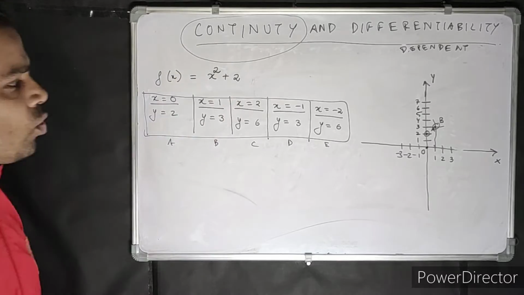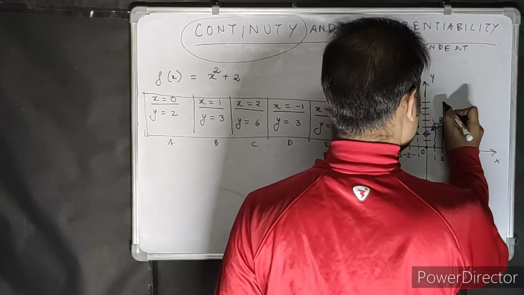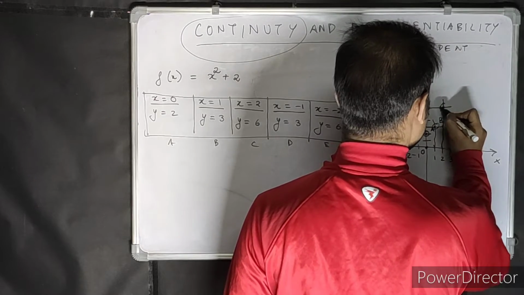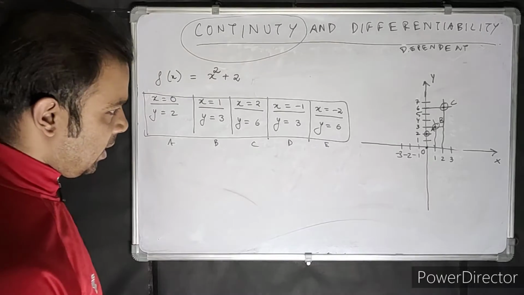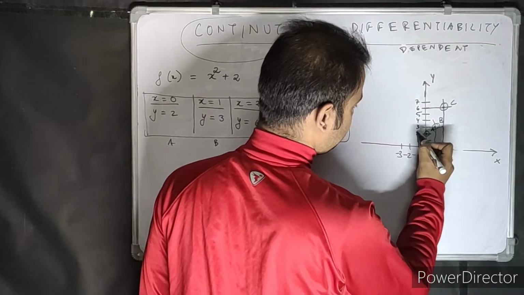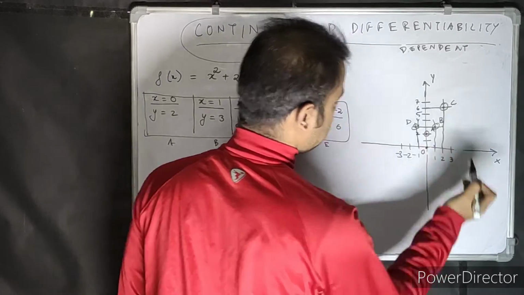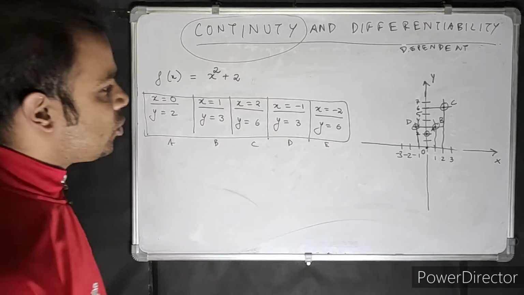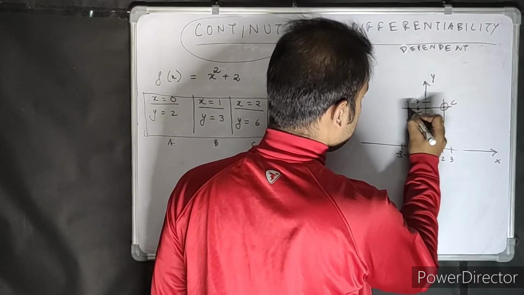When x is 2, then y is 6. This is C. When x is minus 1, then y is 3. That's C, and this one is D. Then when x is minus 2, then y is 6.